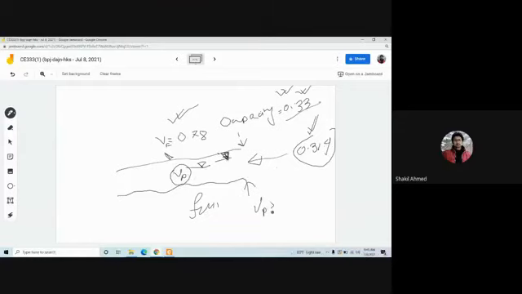Now you have to check whether your actual flow is greater than or equal to V minimum, because you cannot go below V minimum. So you must ensure this, right? Yes, sir. Okay. So what would you do?